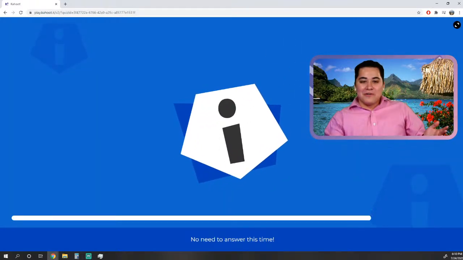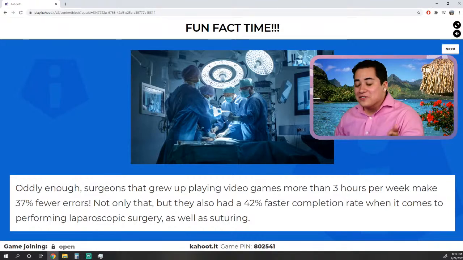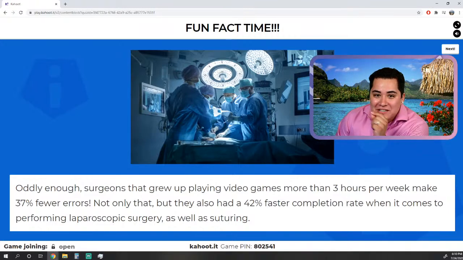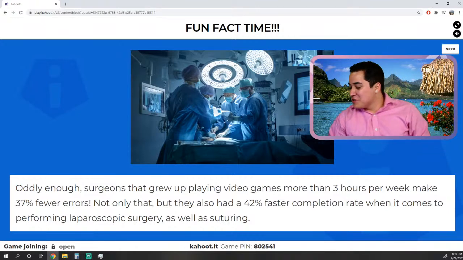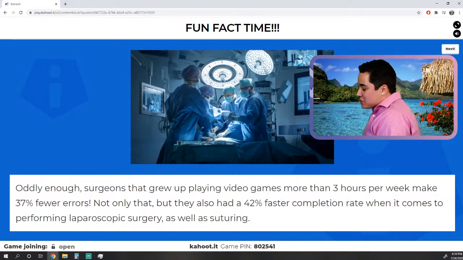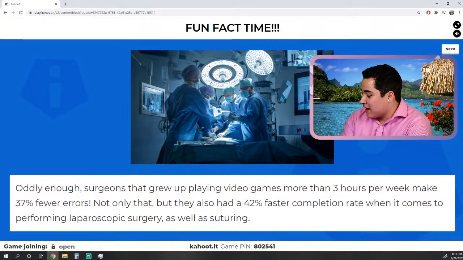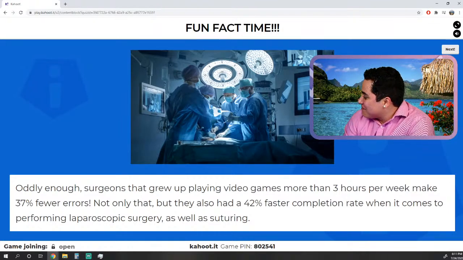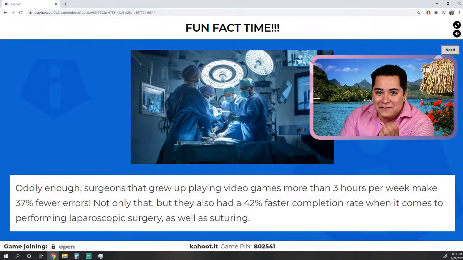All right, no need to answer, but just as fun fact time, oddly enough, surgeons that grew up playing video games more than 3 hours per week make 37% fewer errors. Not only that, but they also had a 42% faster completion rate when it comes to performing laparoscopic surgery, as well as whatever that word says. Which is kind of interesting. So next time you want to play any kind of video game, tell your parents, well, I'm just training to be a better surgeon in the future.